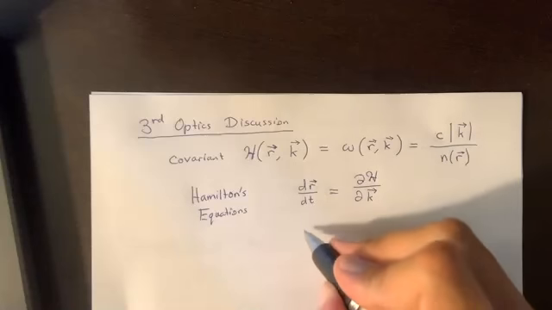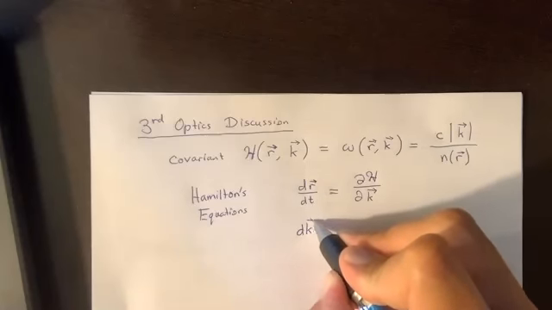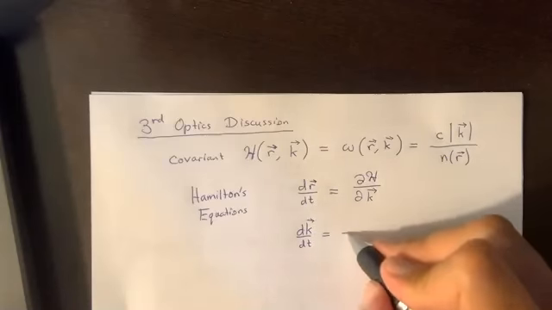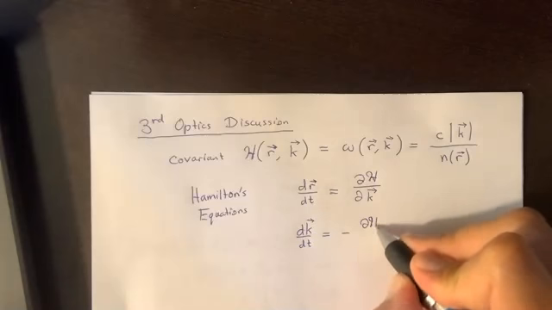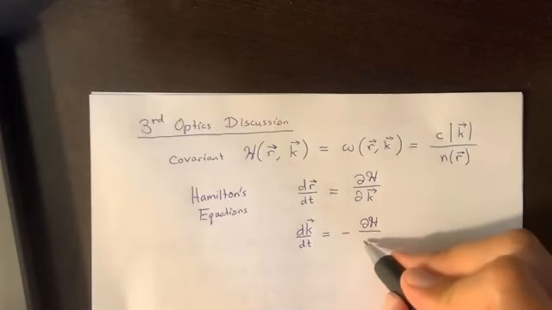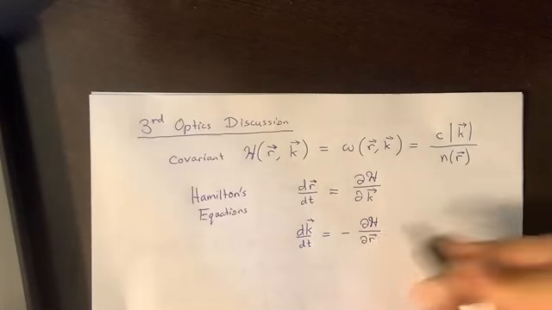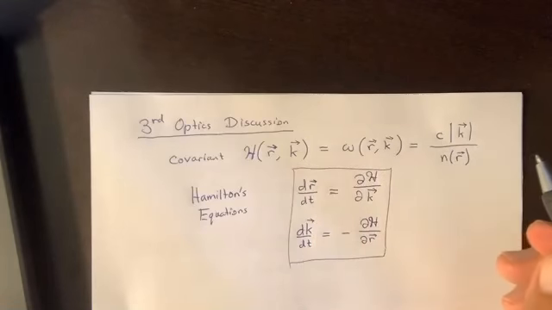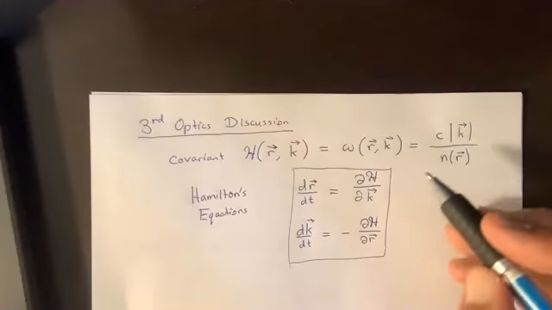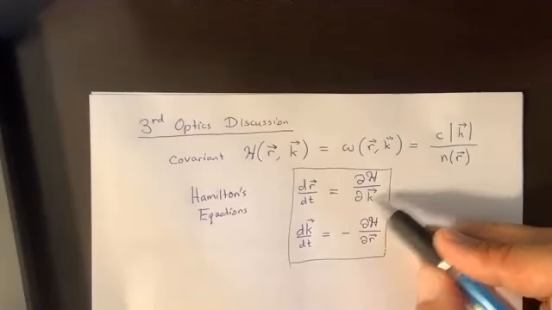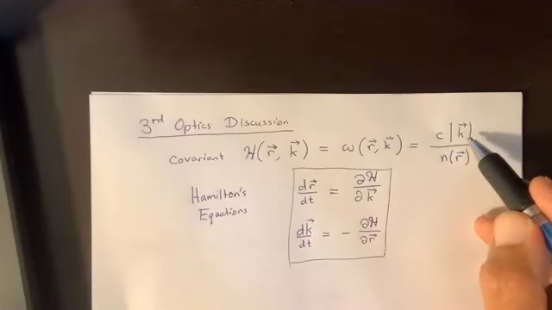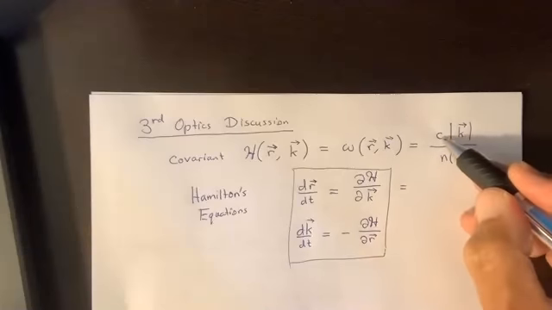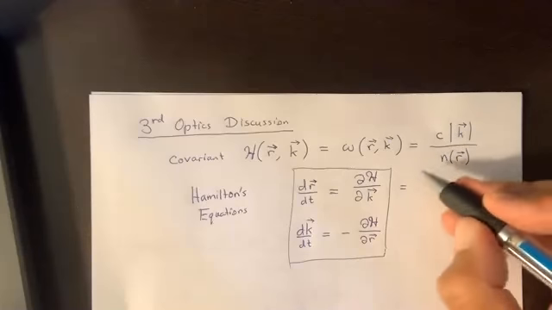The other ones are dk dt, and here we've got the minus sign, minus partial h partial r. Okay, so these are Hamilton's equations. And these are things you can readily compute. So what's the partial derivative with respect to k? That's a calculation we did earlier today with different notation. All right, so for that calculation, we have a constant c over n. That's simply a constant.